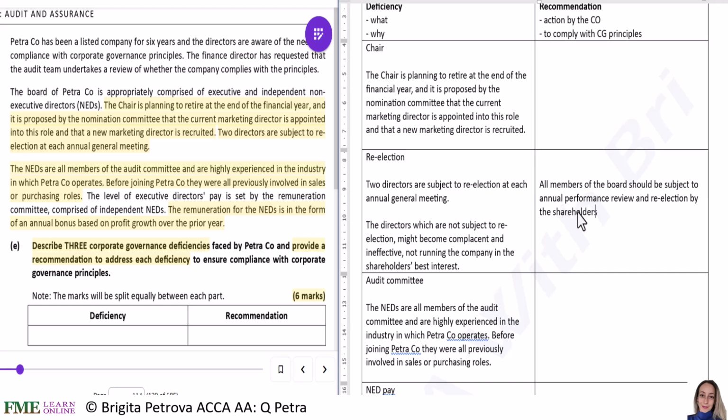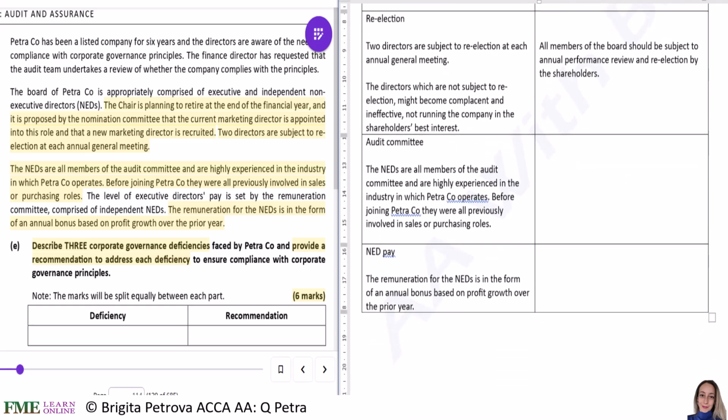There's no need to repeat why that should happen. We've already said why it is bad, that they're not subject to re-election. So now we've got here 2 marks already, okay? So which is the next easiest one we want to do?